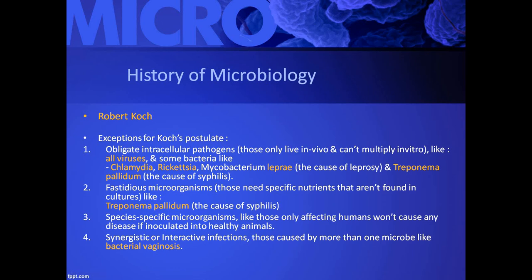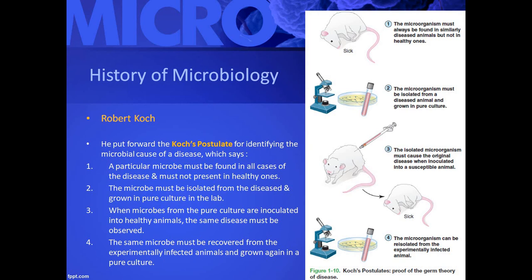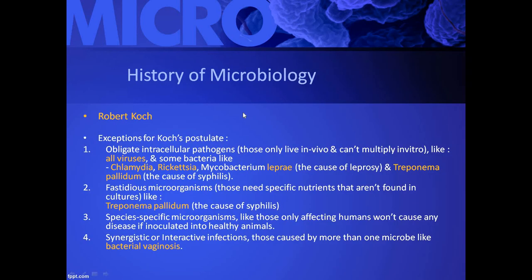Now, Koch's postulates are true for most of the microbes. Most of the microbes follow Koch's postulates, which means if we can take the microbe from any sick case, then grow it in a pure culture, then inject it in an animal, any animal, then the same animal will become sick, and we will be able to take the microbe, regrow it, and re-isolate it in the lab. Now, some microbes don't follow Koch's postulates.